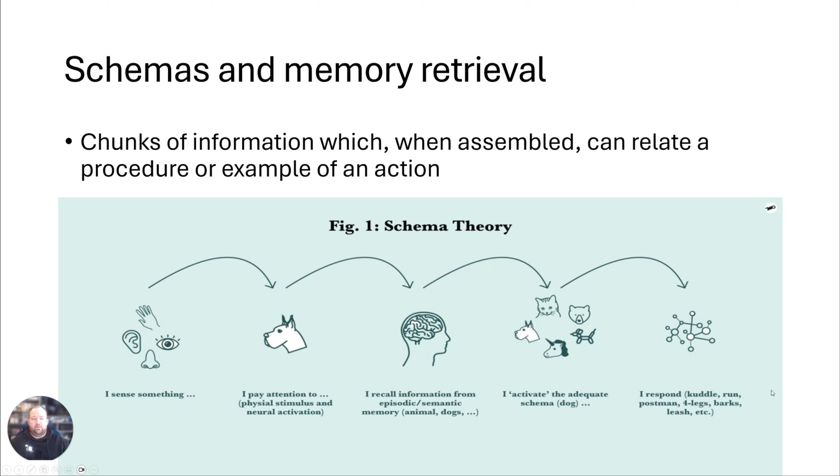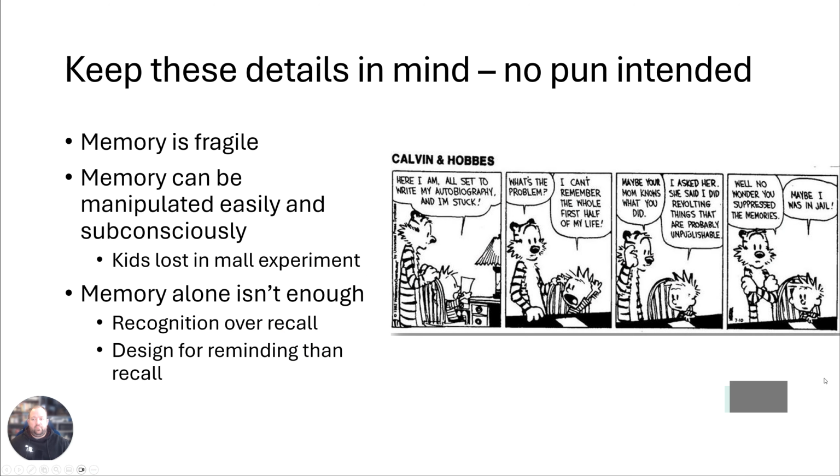And important for us to remember, a lot of this is subconscious. We don't actually consciously do this. We can, but most of this happens kind of on automatic process. So it's important to keep these details in mind, no pun intended. So don't forget these. Memory is very fragile. Memories can be manipulated easily and subconsciously.